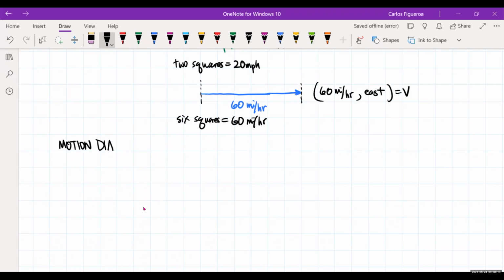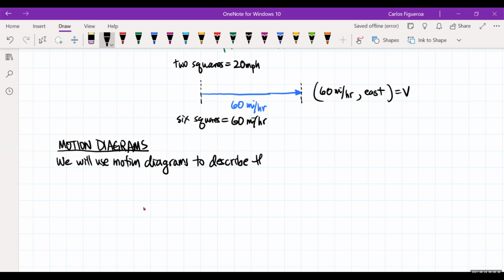Motion diagrams. Because remember what I said, we ultimately need a picture. So I'm going to use a motion diagram. We will use motion diagrams to describe the motion.